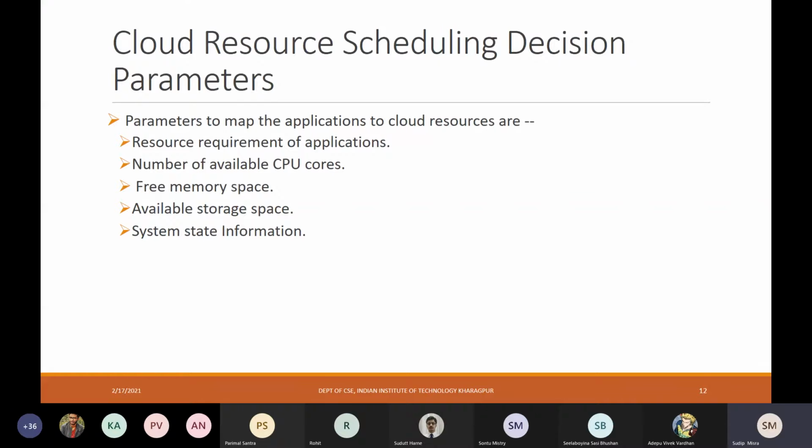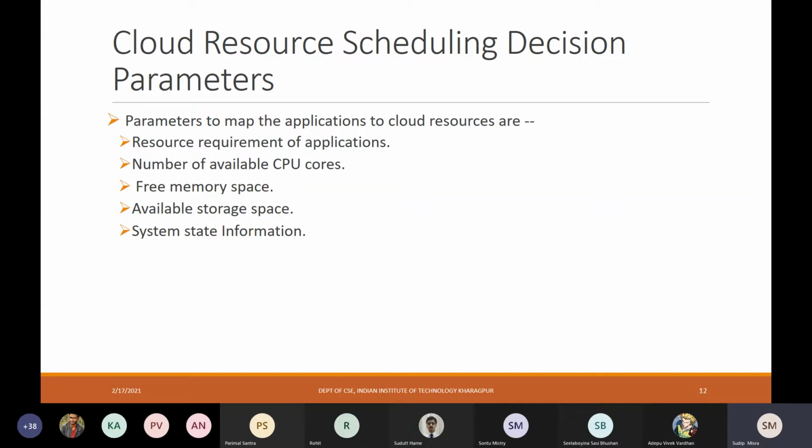It is quite logical. So what is your requirement, right? So every application, what is your requirement of the resources? This is quite fundamental and quite well understood. So resource requirement of applications is number one. Number two is what are the different types of available CPU cores, the number of available CPU cores that are there, right? So this becomes another parameter. And the third is what is the amount of free space of memory that is available, right?